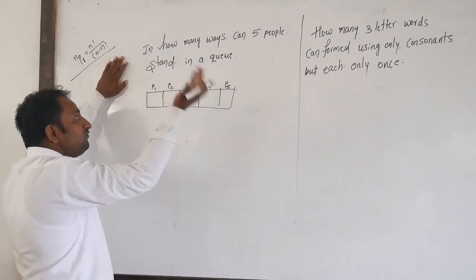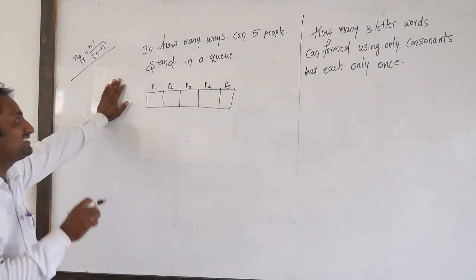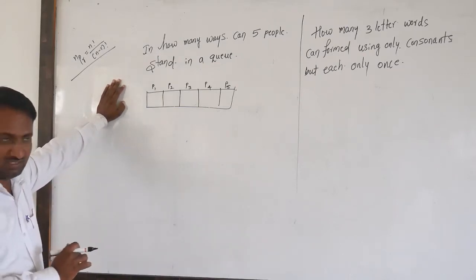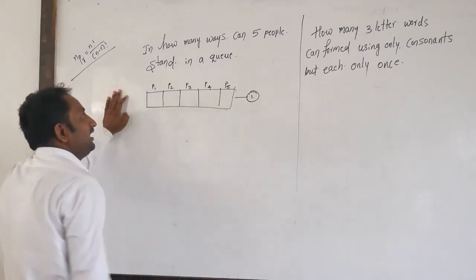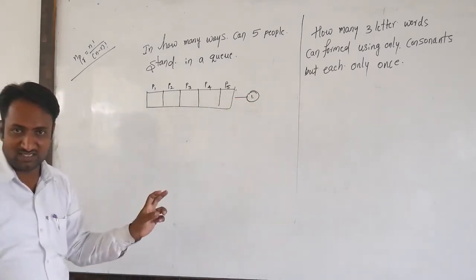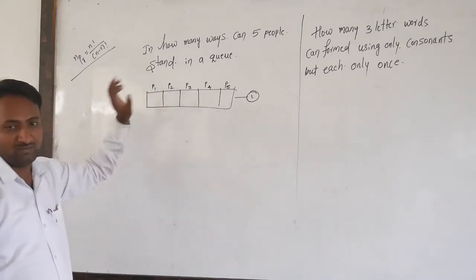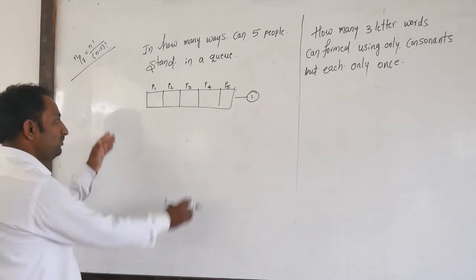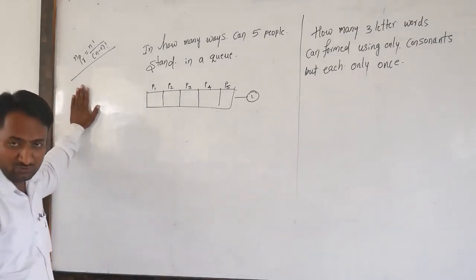In how many ways can 5 people stand in one queue? This is one queue, one type of arrangement. By using the 5 people, how many ways of arrangement can we make? This is very complicated to count directly, but by using the formula we can calculate it easily.